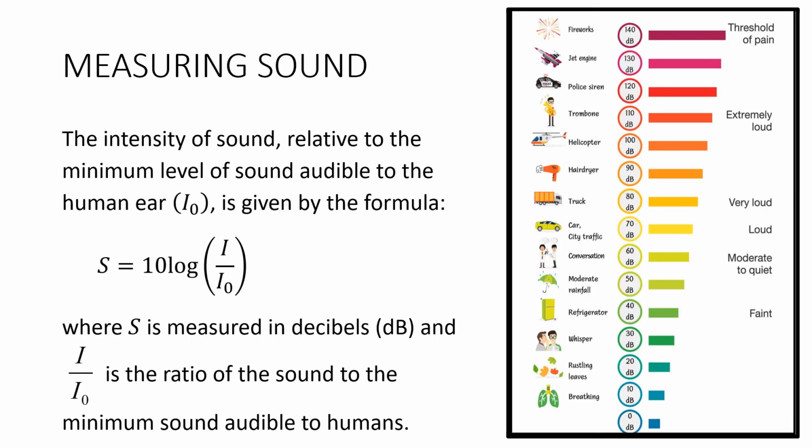Okay, so here's our last one, measuring sound. The intensity of sound relative to the minimum level of sound that's audible to the human ear. So that's I0. That's called the threshold of hearing, by the way. It's given by the formula S is equal to 10 multiplied by log, and then it's got this ratio I over I0. So S is measured in decibels, and I over I0 is the ratio of the sound to the minimum sound audible to humans. That sounds really complicated, but I'll show you an example to show you how to use this formula.